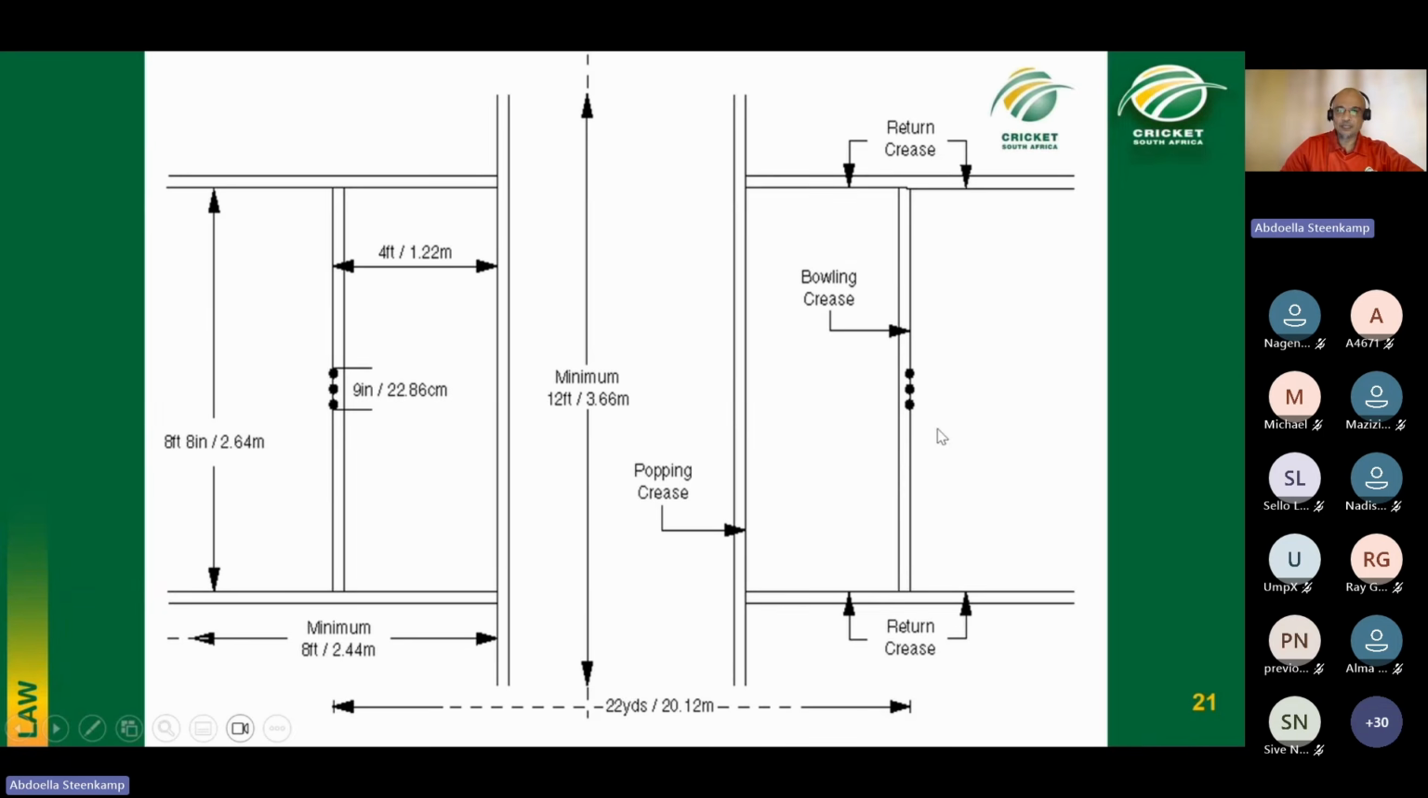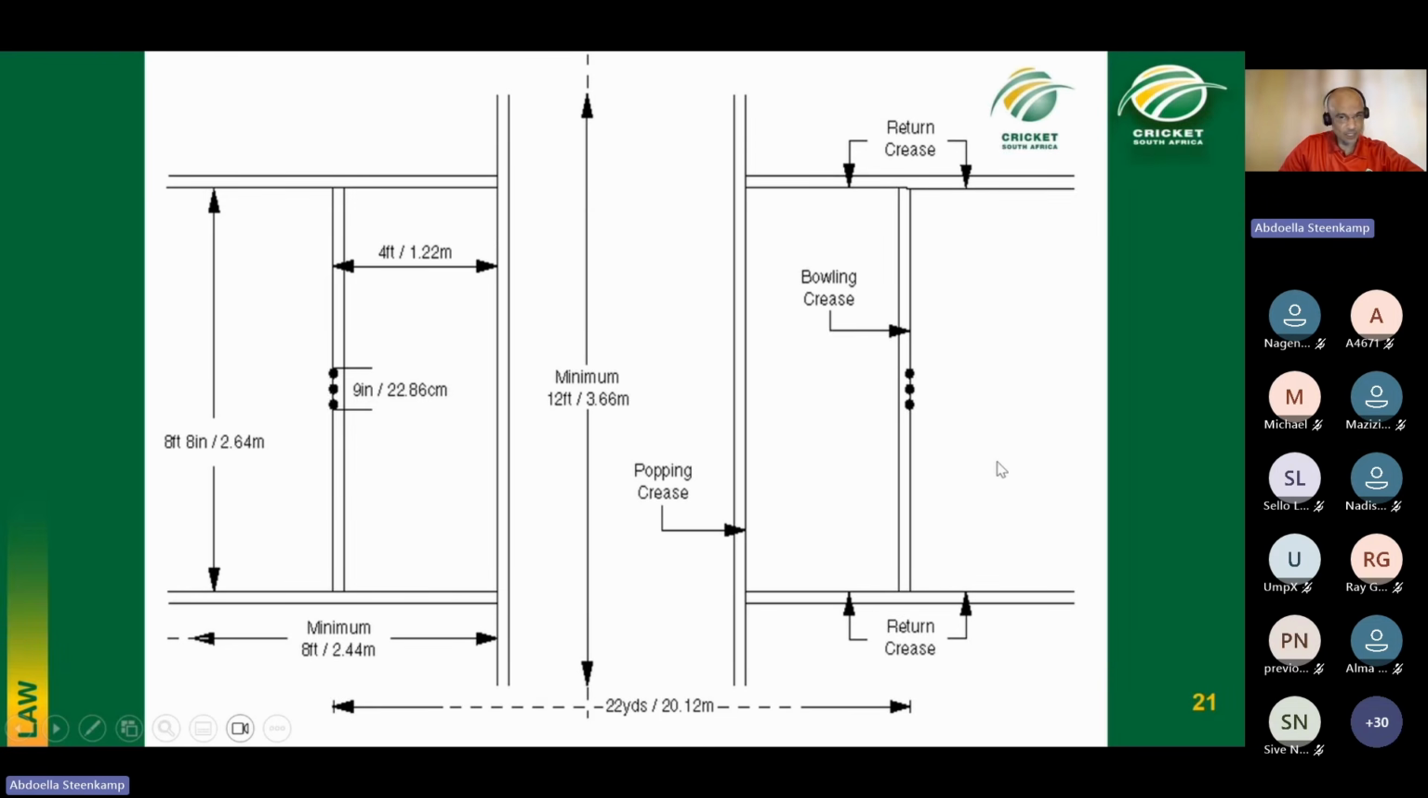There are 3 creases. Let's start with the crease where the stumps are in. That's called the bowling crease. The front crease where the batters usually stand, that is the popping crease. And then there are 2 return creases.